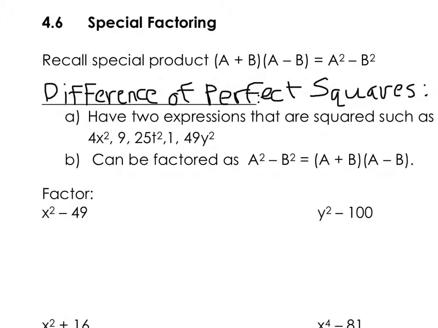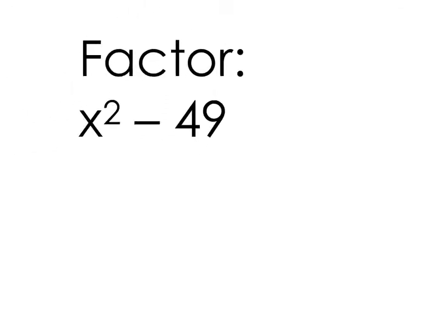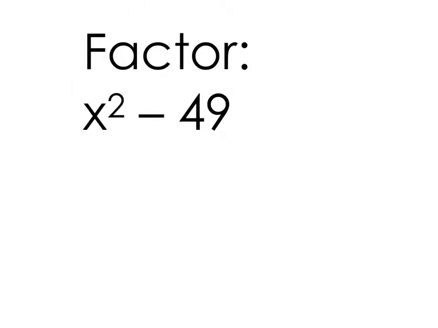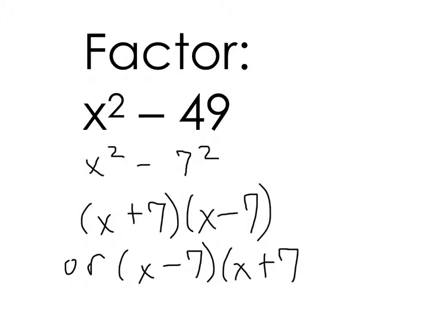Recognizing that pattern will make you a very fast factorer. So x squared minus 49, that's x squared minus 7 squared. Once you realize it's the difference of perfect squares, you can recognize that it's x plus 7 times x minus 7. Or, if you want to, you can put the negative 7 first: x minus 7 times x plus 7. Either way is fine. It doesn't matter.